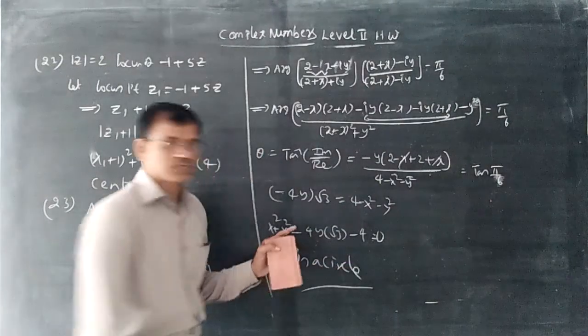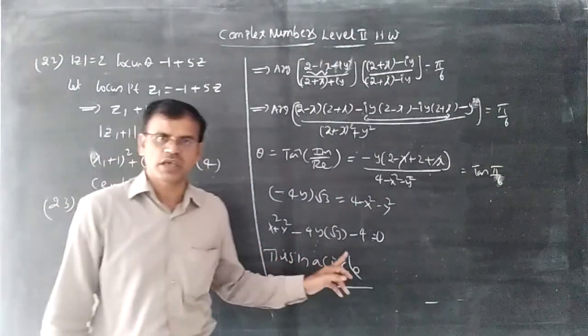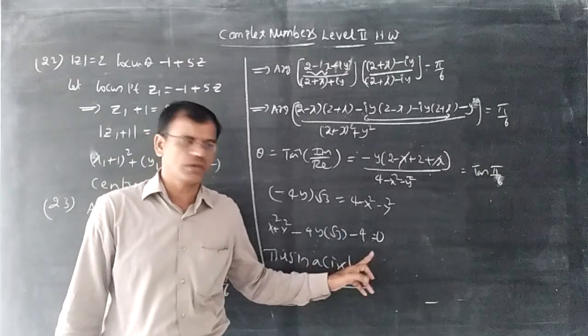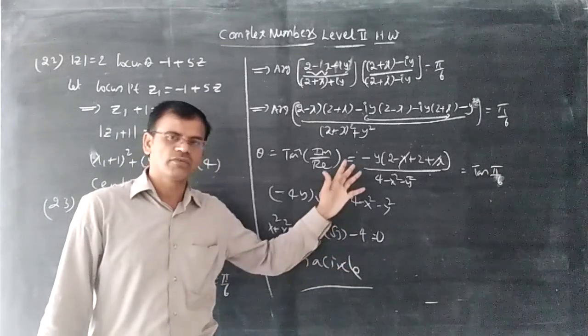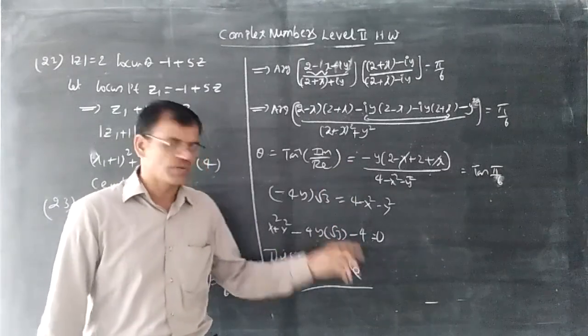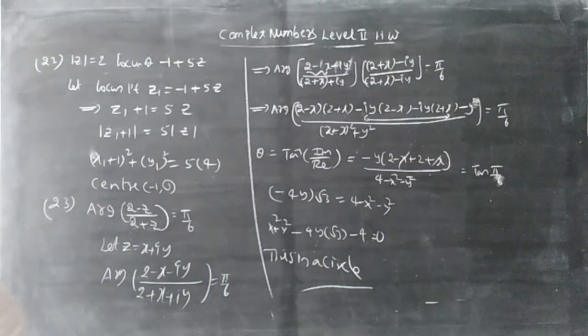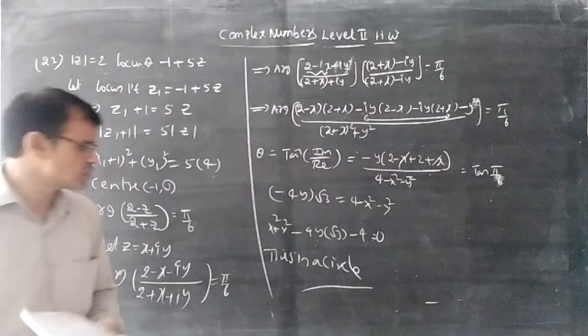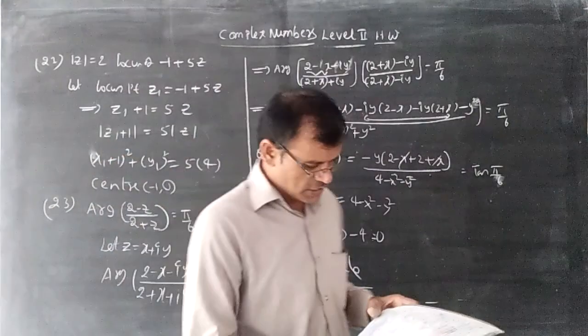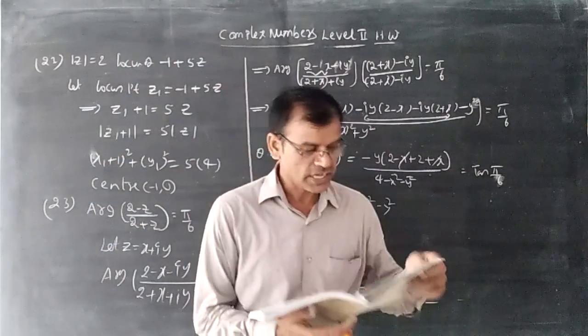Because the coefficient of x square and the coefficient of y square are the same, and the xy coefficient should not be there, no need to bother about the y coefficient or x coefficient or anything. If the x square coefficient equals the y square coefficient and the xy coefficient is not mentioned, then it represents a circle. So the option is the second option.